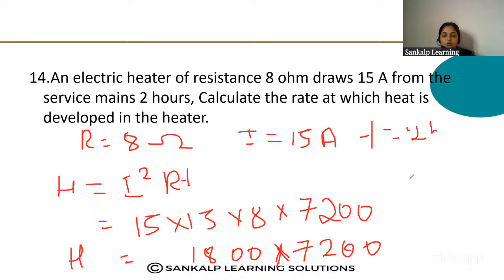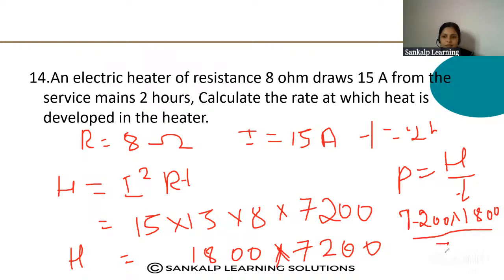So the rate at which heat is developed, that is P is equal to H by T, I will apply this formula. H is 7200 into 1800, divided by T. What is the value of T? That is 7200. I will cancel this. So the rate at which heat is developed in the heater is 1800 watt. Okay, that is the correct answer, 1800 watt.